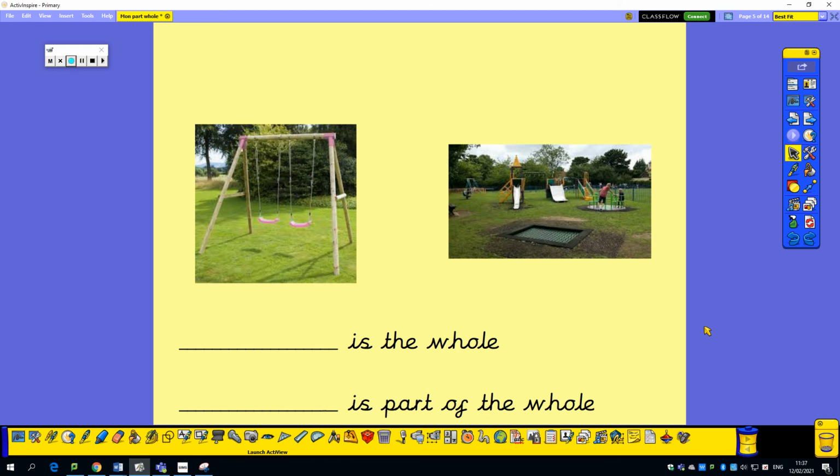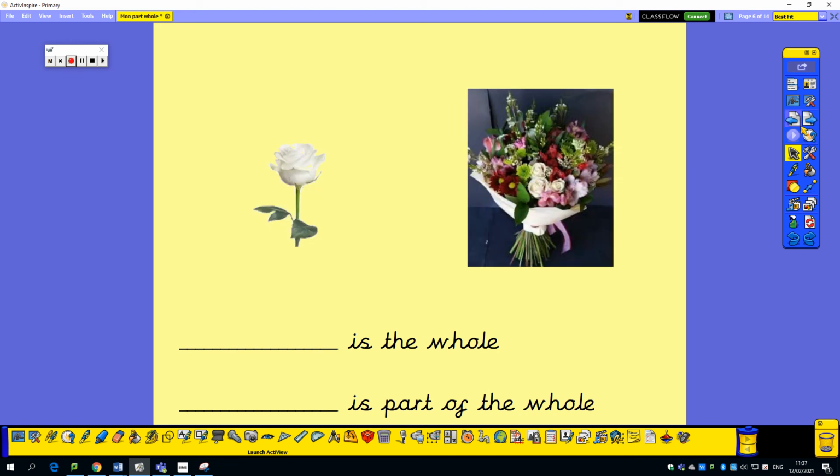Similarly, can you spot the whole? So the play park is the whole, which means the swings are part of the whole. They just make up a small part of all the things in the playground. Here's another example. Which is the whole, do you think? Okay, so the bunch of flowers is the whole, and that one rose is part of that whole.